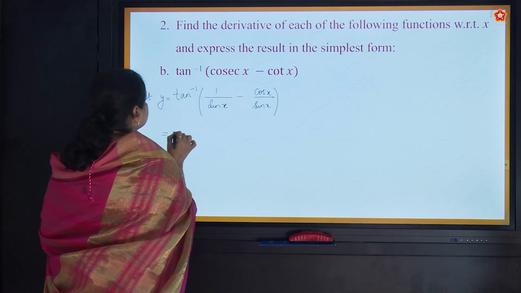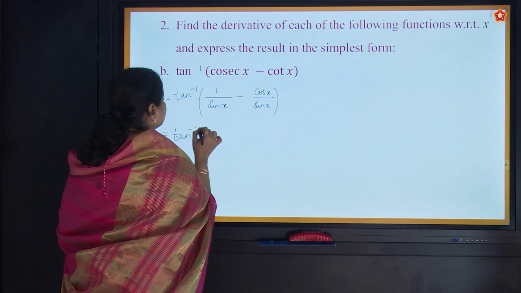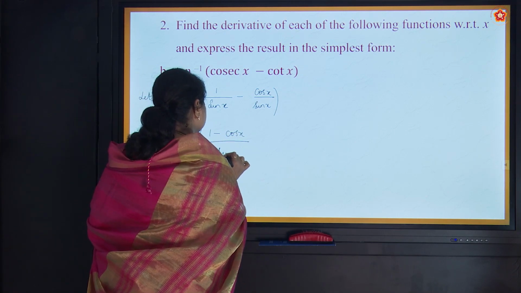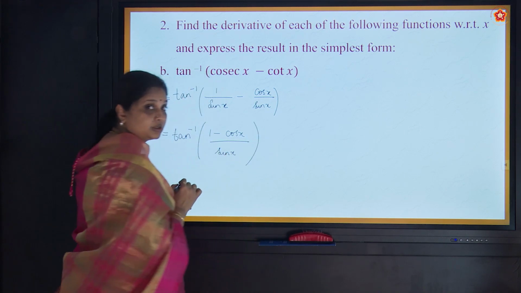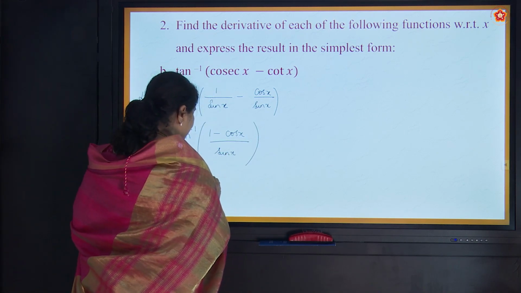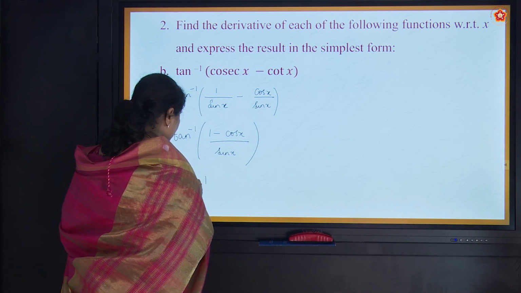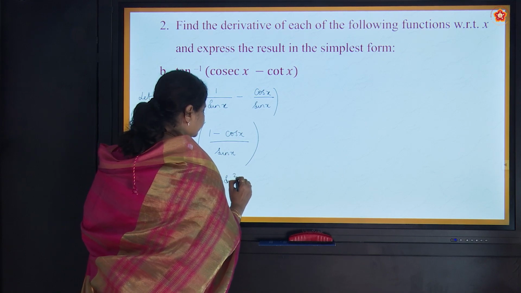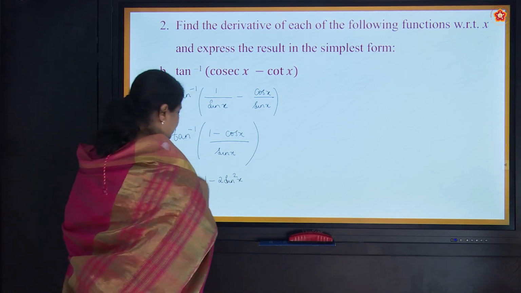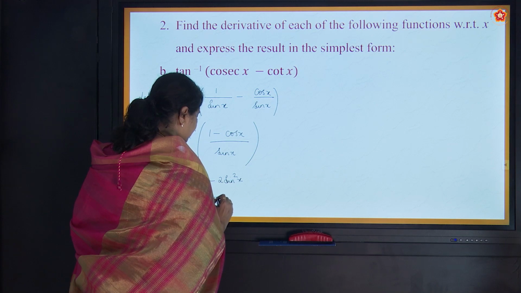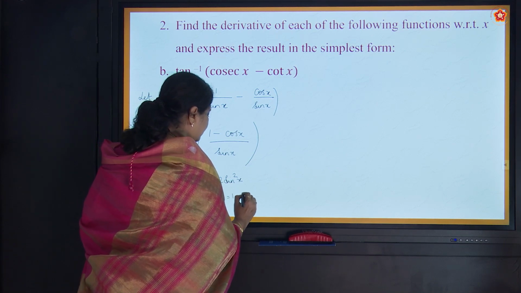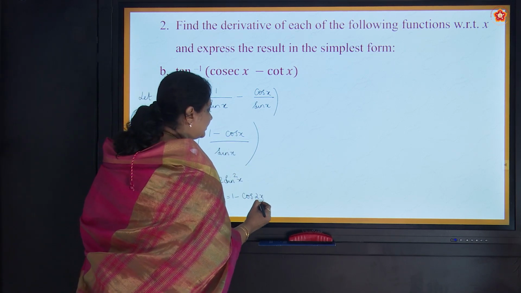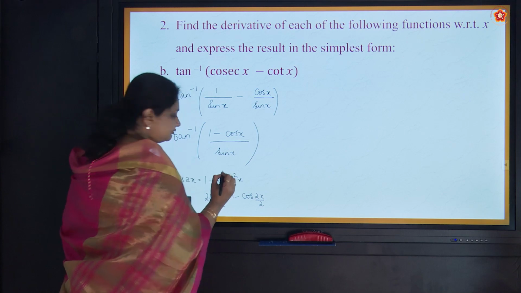Now this can be rewritten as tan inverse of (1 minus cos x) by sine x. I'm sure you will remember all the trigonometric identities. You know that cos 2x is equal to 1 minus 2 sine square x, right? Now, 2 sine square x is equal to 1 minus cos 2x. I have 1 minus cos x here, so I'm going to divide the angle by 2 and find the half angle formula.